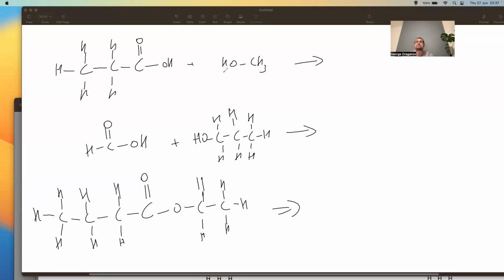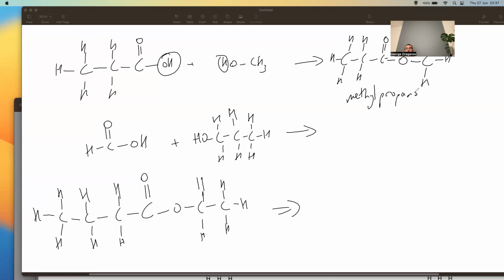So let's start with the top one. The rule is you lose the OH and the H. Then they have to join together. So this part stays the same. Now this C joins to this O. That's the bit that's crucial. And the CH3 stays. So this will be called, starting from the single bond O, methyl, then 1, 2, 3, propanoate. And don't forget water will be produced too.